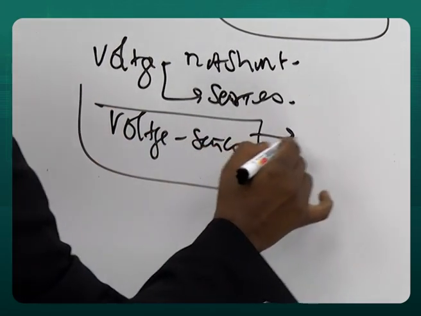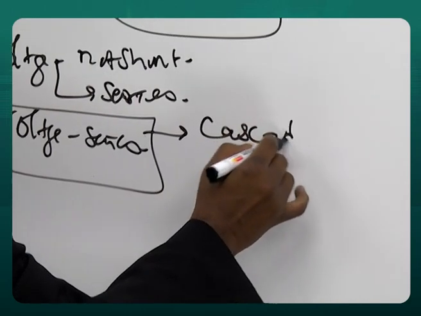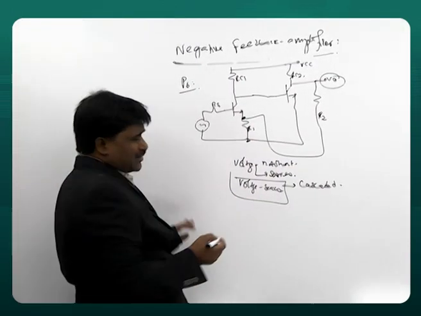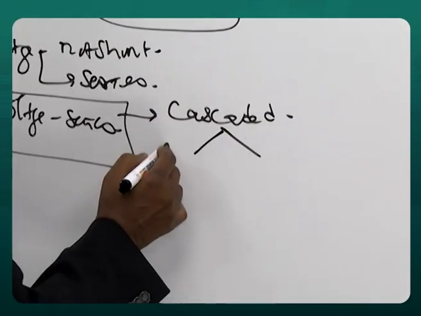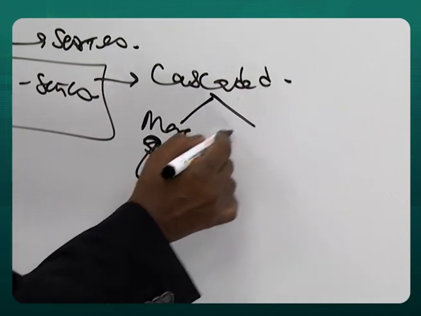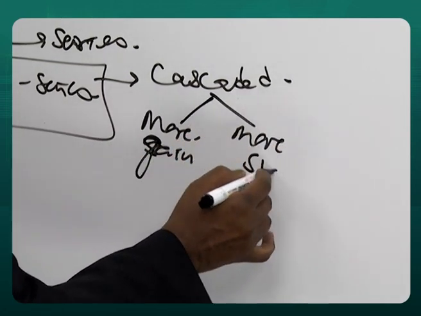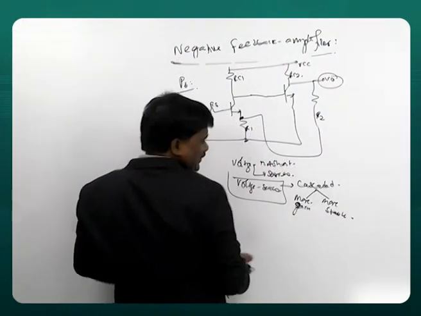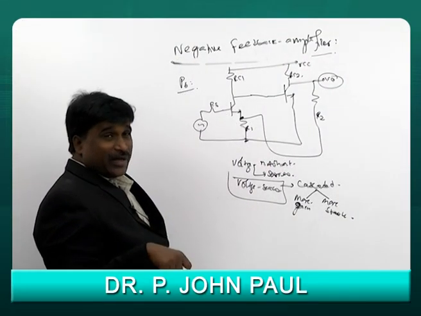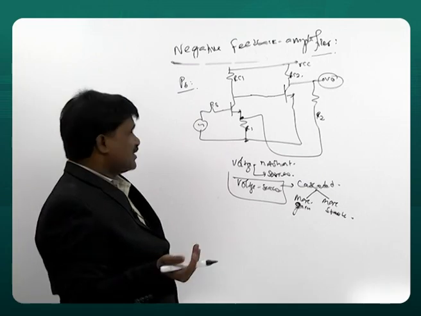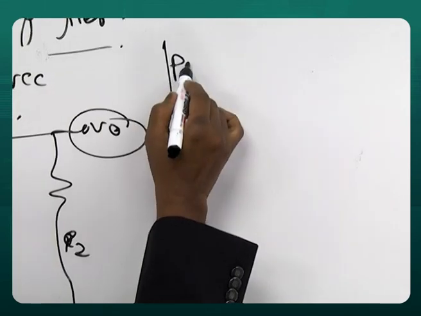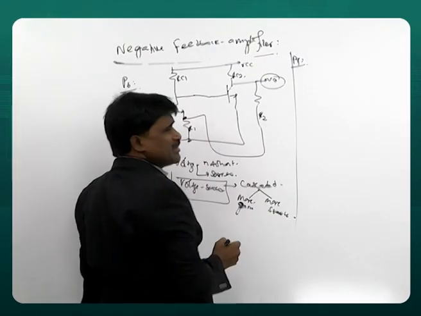But this is cascaded. What do you achieve from cascading? You get more gain, and more stable. Cascading will give more gain. Feedback will give more stability. Problem 7.